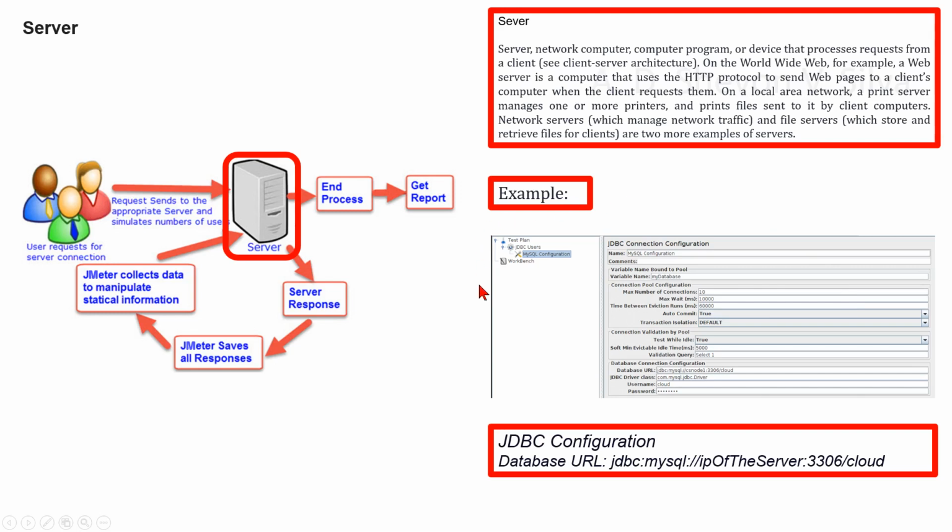As an example, we can consider here the JDBC configuration, and you can see here the database URL: jdbc:mysql://, then this is the IP address of the server, this is the server name here, and 3306, and /cloud. This is the CS node here.